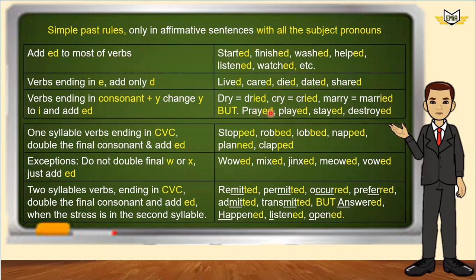But with these verbs here, dry, cry, marry, and there are some more verbs that share this pattern, they have a consonant, in this case letter R, and letter Y. When you have this pattern, you need to change letter Y to an I and add ed. So can you see? Dry, dried; cry, cried; marry, married.